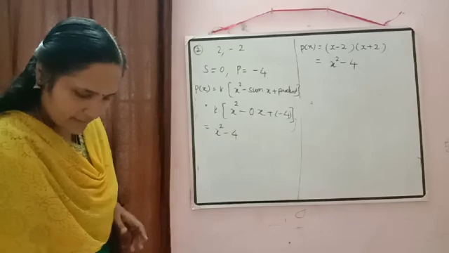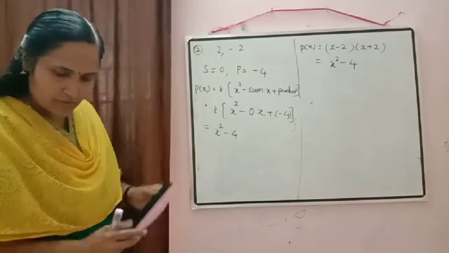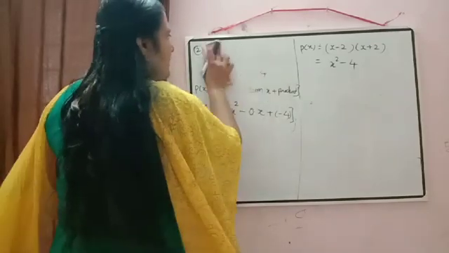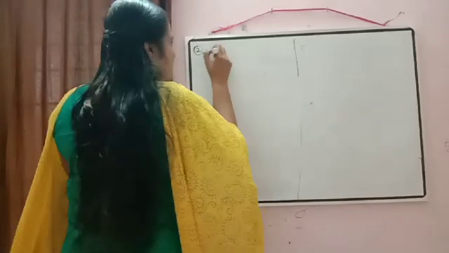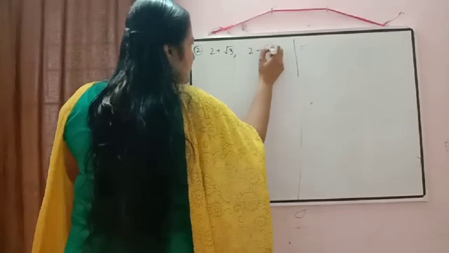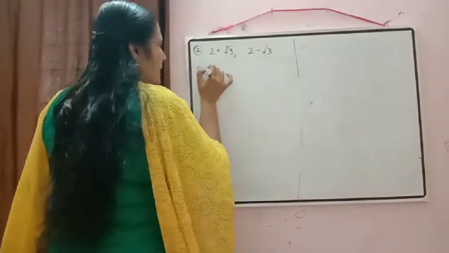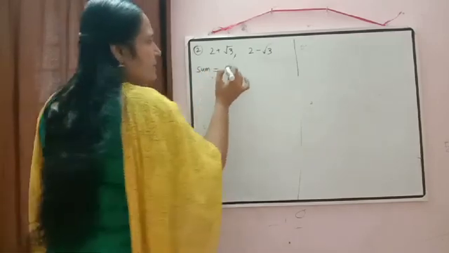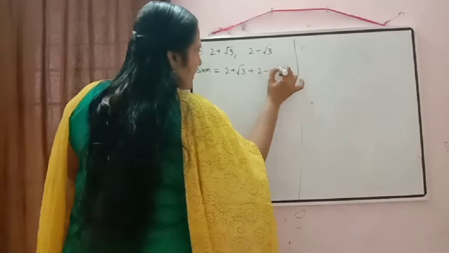Okay. Then next one, two zeros are 2 plus root 3 and 2 minus root 3. Write down the two zeros are 2 plus root 3 and 2 minus root 3. One zero is 2 plus root 3 and the other one is 2 minus root 3. So first method, if you are using, write down sum is equal to, add the two zeros, 2 plus root 3 plus 2 minus root 3.